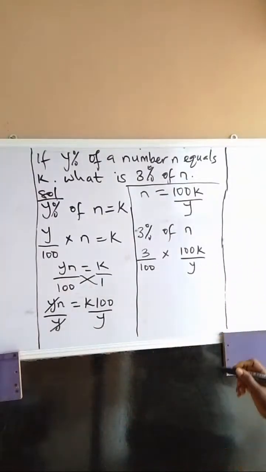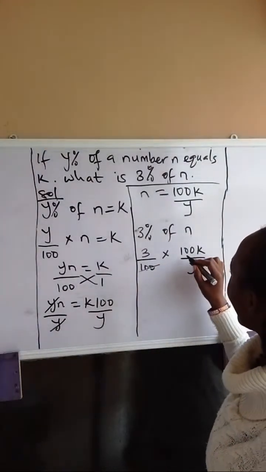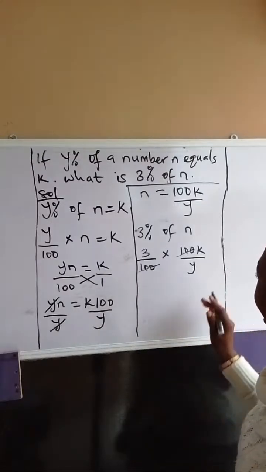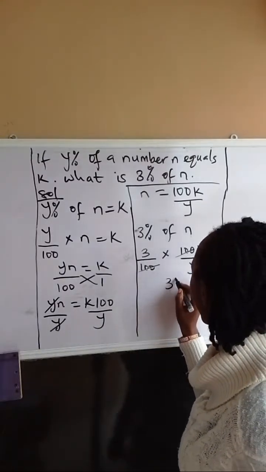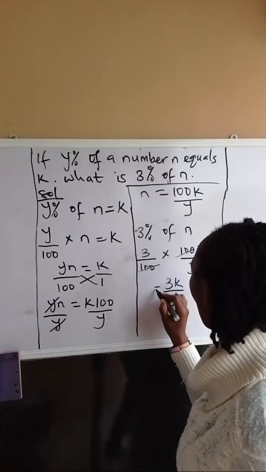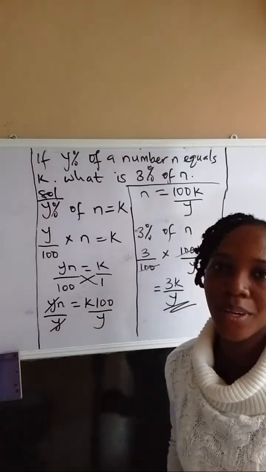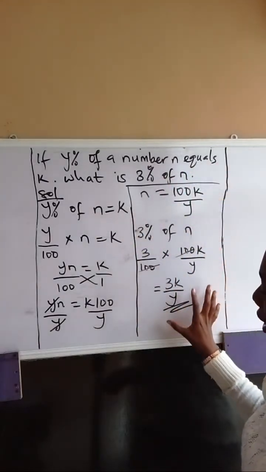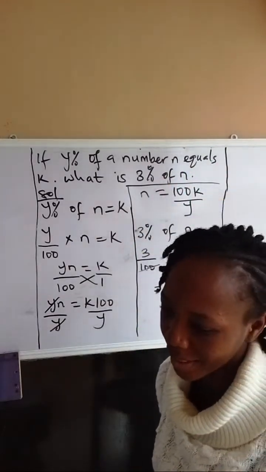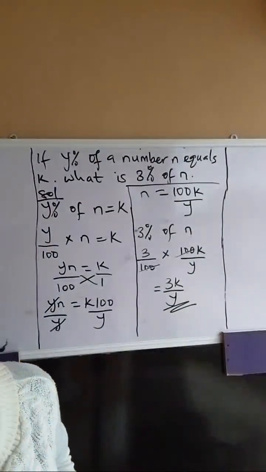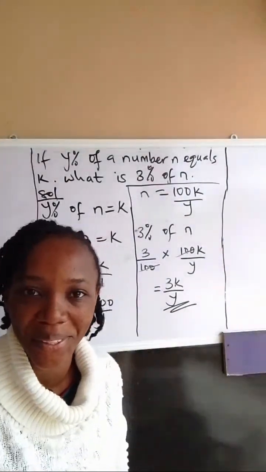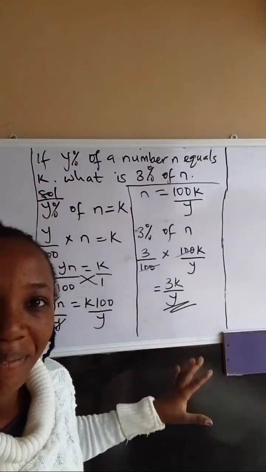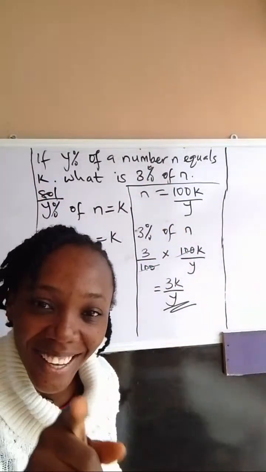Thank you, Harris. All right, so 100 divided by 100, and then we are left with 3k all over y. So now, that is what we are asked to look for. So 3% of n is 3k over y. Very, very easy. Hope there is no confusion anywhere. You can go through them. No confusion, right? Because the next question is for you.